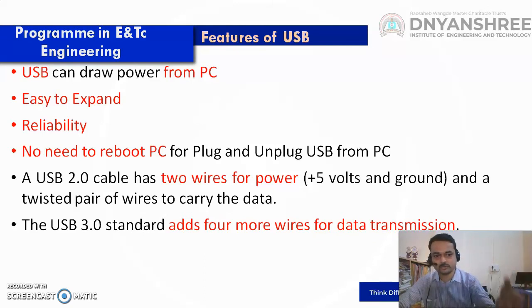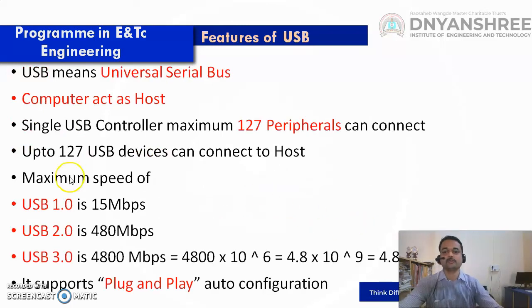So USB 3.0 is faster than USB 2.0. With USB 3.0 we can send data easily through that USB port at 4.8 Gbps, while USB 2.0 has 480 Mbps. So definitely USB 3.0 has a higher data rate than USB 2.0.